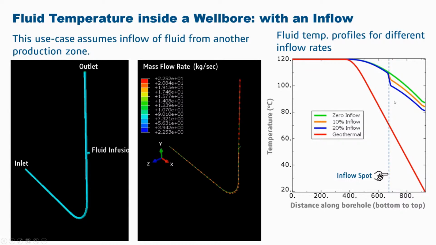So again, just like before, you would be able to see the effect of inflow on the temperature profile of the fluid. Different levels of inflow affect the fluid temperature to different extent. So the green curve, for example, here is the case where there's no inflow. The orange curve represents 10% inflow, and the blue curve represents the 20% inflow. So the greater the amount of inflow, the greater the variation in the temperature of the fluid.